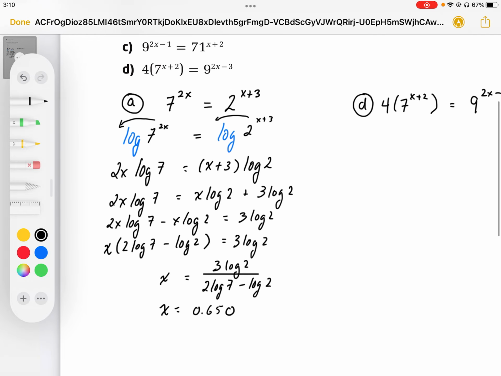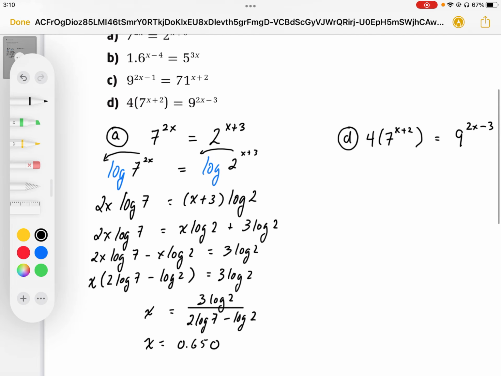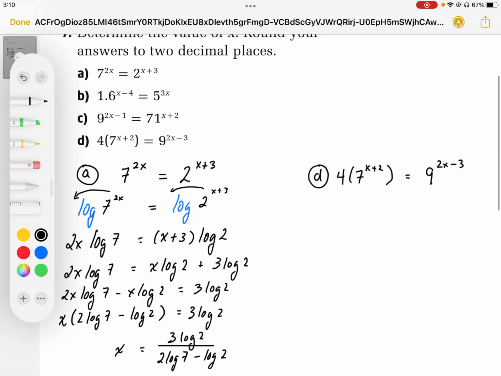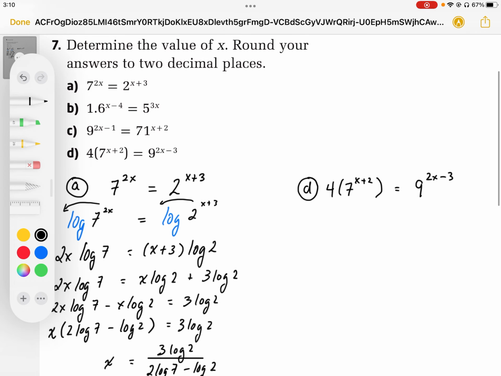Okay, so there's lots of different ways to do this. This is just one possible way of doing this problem. I'm going to also do example D, number 7D. So I've set this up here.